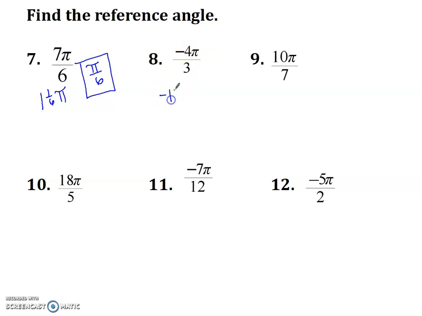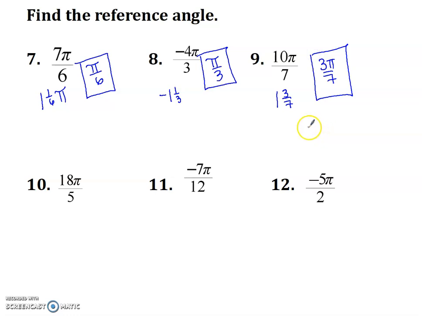8, that is going to be -1 1/3. So again, 1/3 is less than a half. So that's going to be my reference angle. 10 pi over 7. 7 goes into 10 once with 3 left over. Well, 3/7, again, that is less than a half. So that'll be 3 pi over 7 as our reference angle.